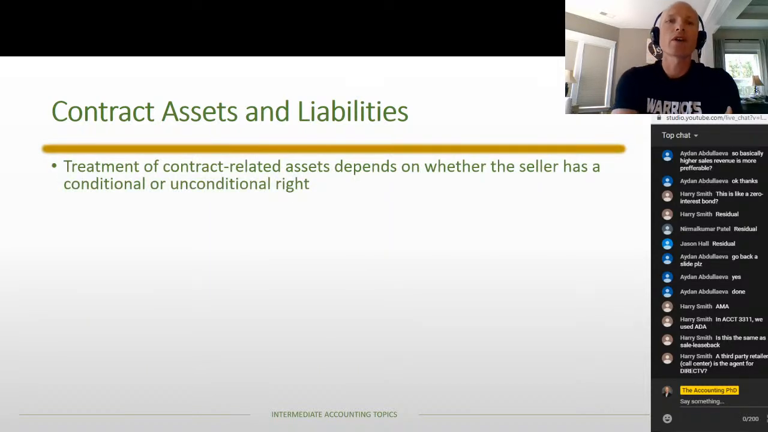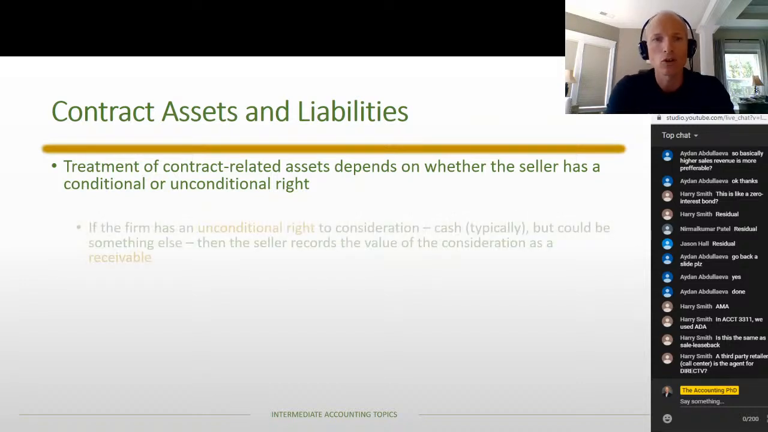All right, so treatment of contract-related assets depends on whether the seller has a conditional or unconditional right. The whole context is that we're starting to work and some things start happening. So there's activity, and we're creating contract assets and contract liabilities. How do we handle them when we're partially through a process? The whole idea here is, it really depends on whether I, as a seller or the provider of that service, have a conditional or an unconditional right.